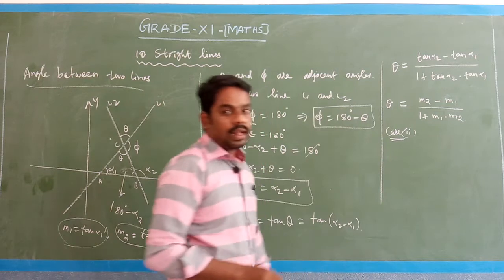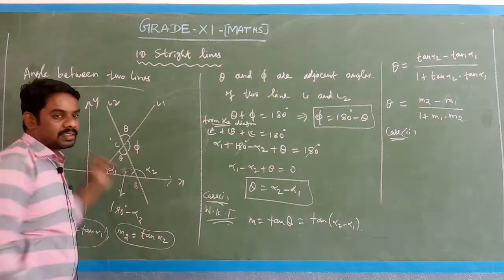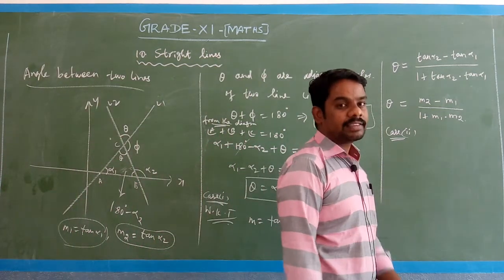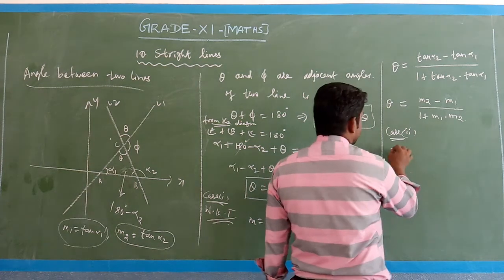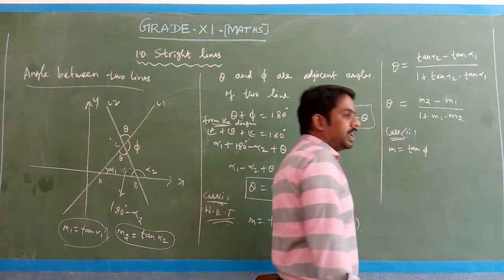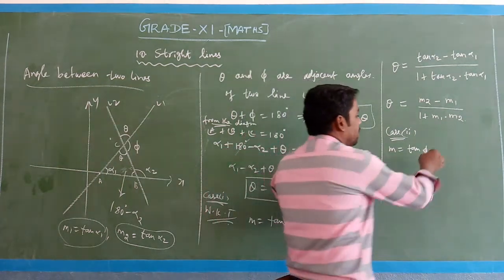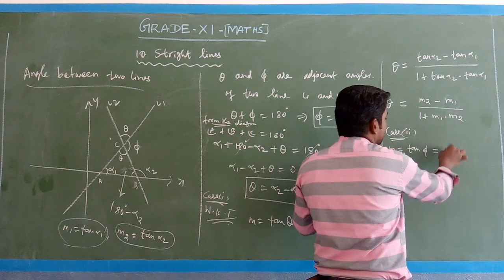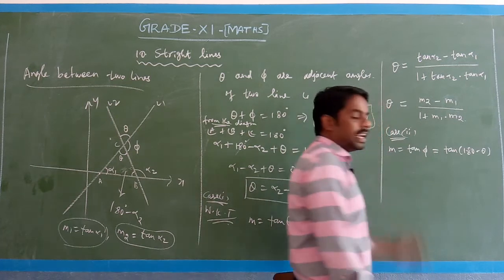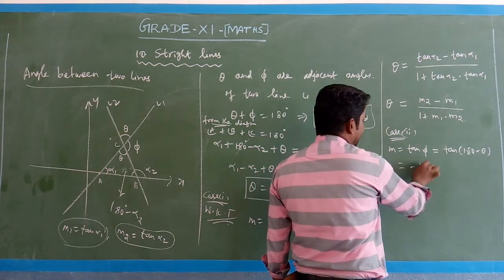If the angle between two lines is pi, then pi is equal to 180 minus theta. So m is equal to tan pi. The angle between two lines is considered pi. So tan pi, where pi is 180 minus theta. So tan of 180 minus theta is minus tan theta.